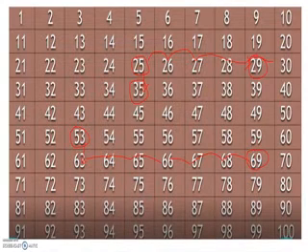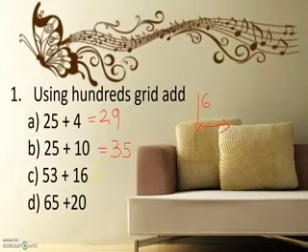This is how we can add tens and ones. To add 16, 16 is 1 ten and 6 ones. So we have to move 1 ten, which means we have to move downwards 1 time. And to move 6 ones, you have to move forward 6 times. And we will reach the answer 69. 53 plus 16 equals 69. Now we will see one more.